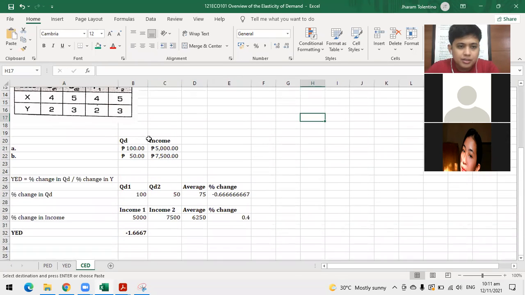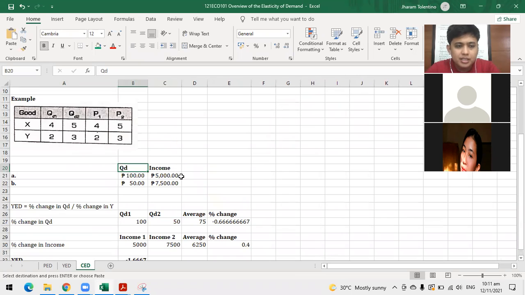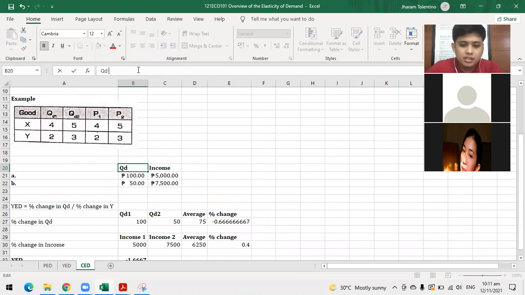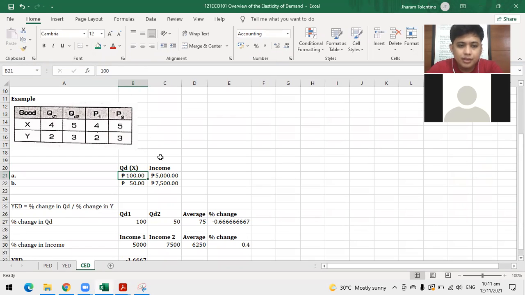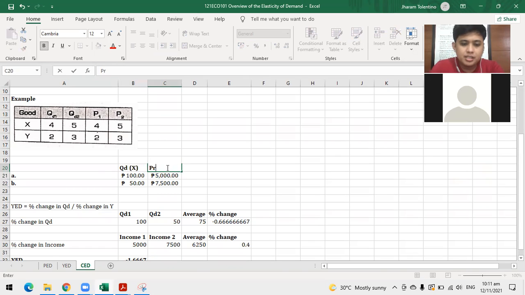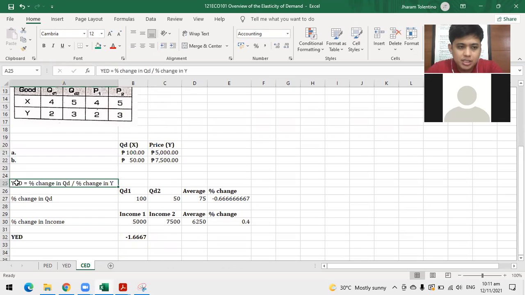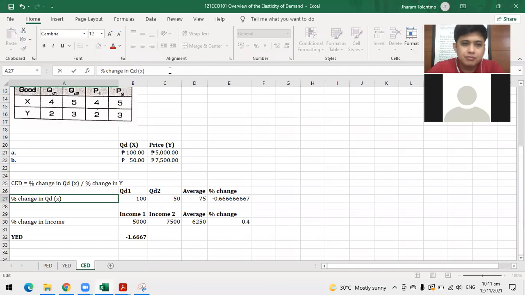Okay. So, alin yung bago dito? So, dito, yung quantity demanded na pinag-uusapan dito is si X or sino yung gusto natin pag-aralan. Okay? Tapos dito, yung price naman ni Y. Okay. So, gusto natin malaman yung CED. Okay? Yung cross elasticity of demand, change in quantity demanded of product X over change in price of Y. So, yun yung bago.